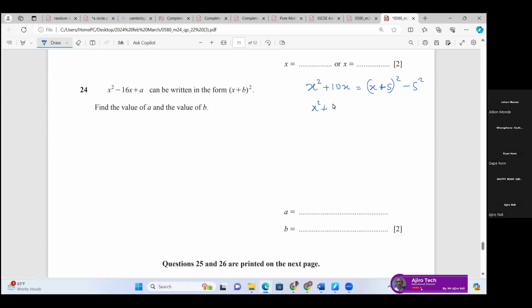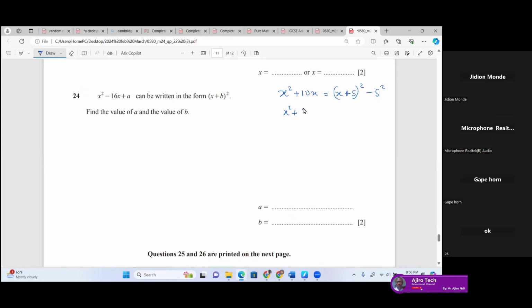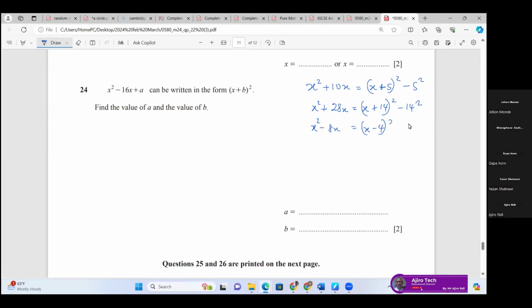x squared plus, let me say, 28x. x plus half of 28, which is 14. I will square it, minus 14 squared. If this is x squared minus 8x, it will be x, half of minus 8 is minus 4. I will square it, then minus that 4 squared.